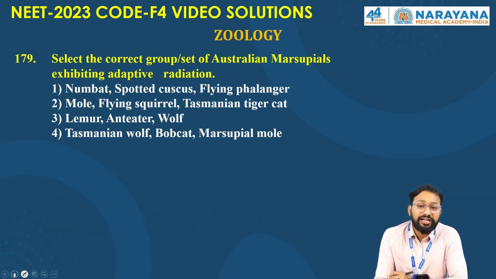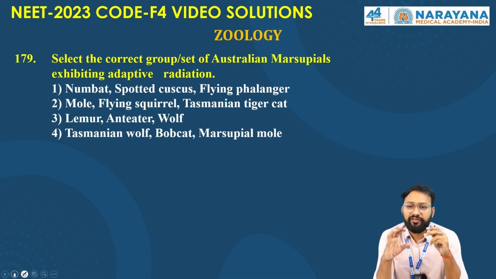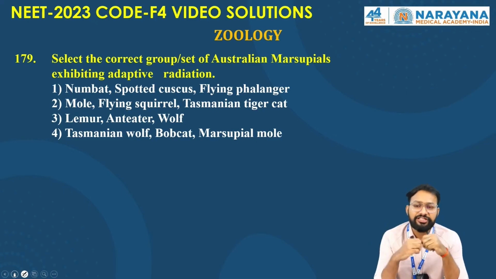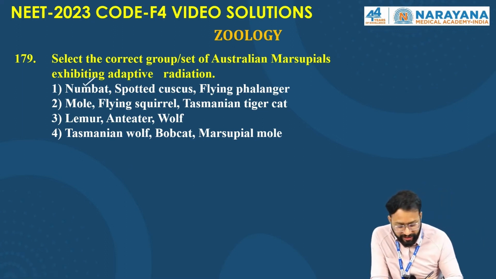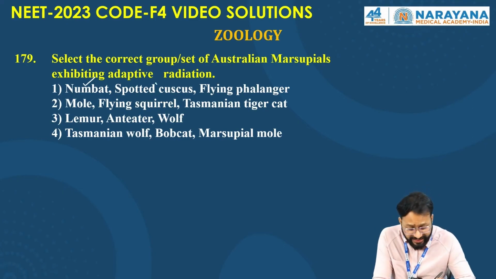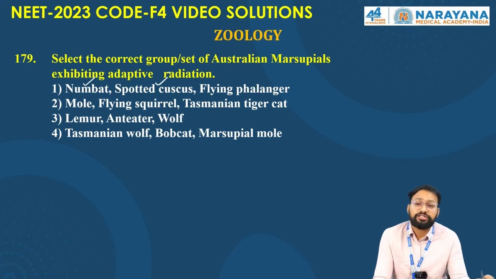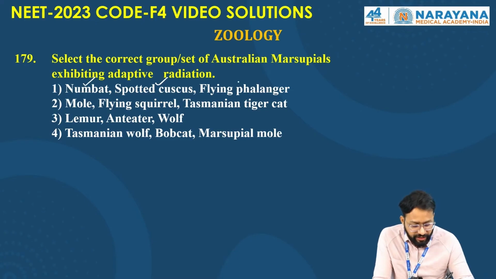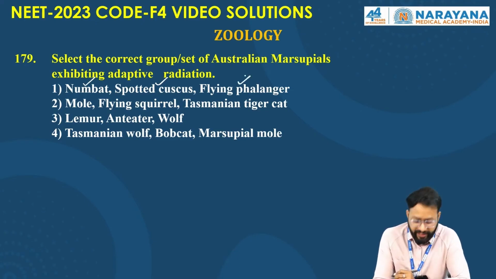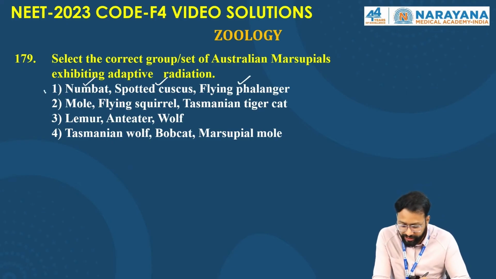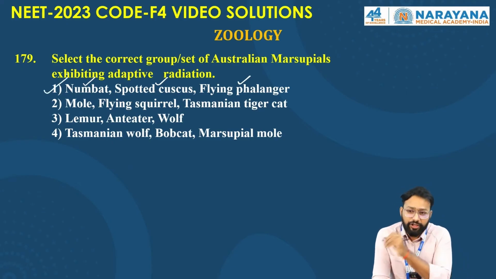It is related to adaptive radiation. Select the correct group of Australian marsupials. In adaptive radiation, you have adaptive radiation related to Darwin's finches, Australian marsupials, and placental mammals. If you see Numbat, it is an Australian marsupial. Spotted cuscus, it is also an Australian marsupial. Flying phalanger or the sugar glider, it is also an Australian marsupial. Right? So the correct option we got already over here. The first option. Why not the other option?